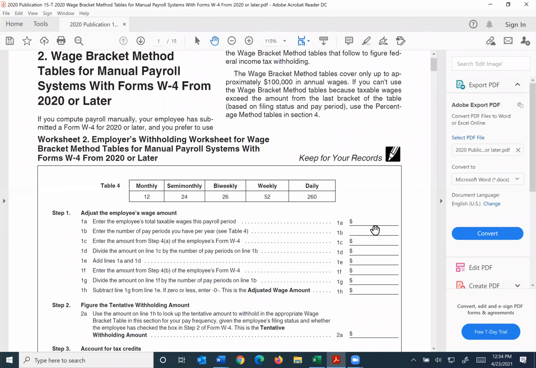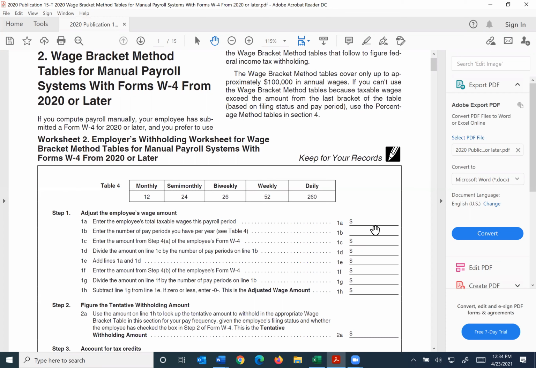Okay, we start off this video using wage bracket method tables for manual payroll systems with forms W-4 from 2020 or later. This is the most current wage bracket method used at the moment. However, the IRS has been stipulating that it's possible that a person could still have a 2019 W-4, and you may have to use that wage bracket method that we've discussed already, the pre-2020 method.